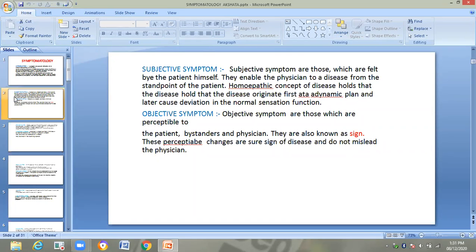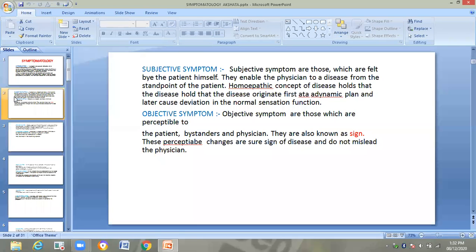Subjective symptoms are the symptoms that are discovered or felt by the patient alone, and which present no external indications. These are all felt by the patient only, the patient himself, and we cannot see subjective symptoms externally. There is no external indication.